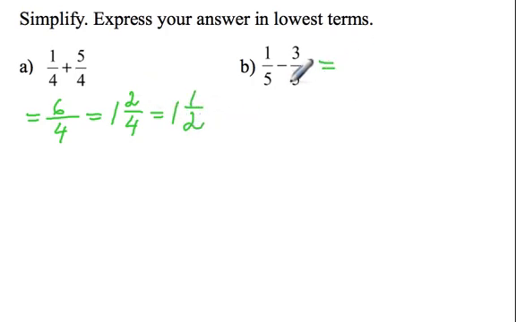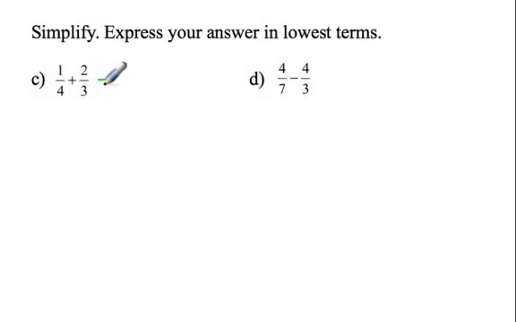Question B, again we have the same denominator, so we can subtract the numerators. So it's 1 take away 3/5, and that equals -2/5.